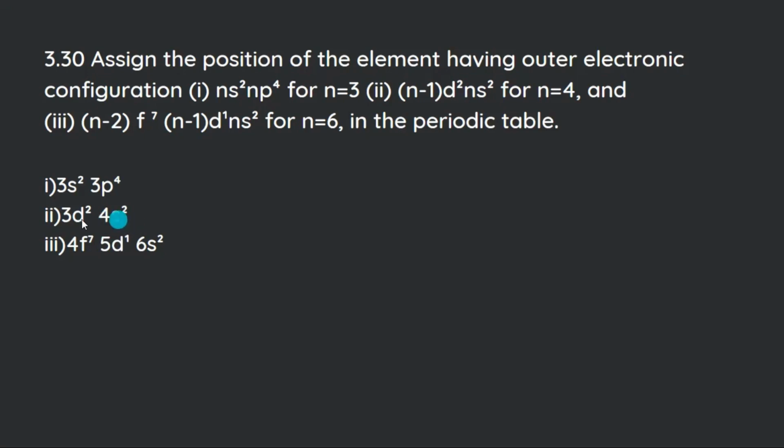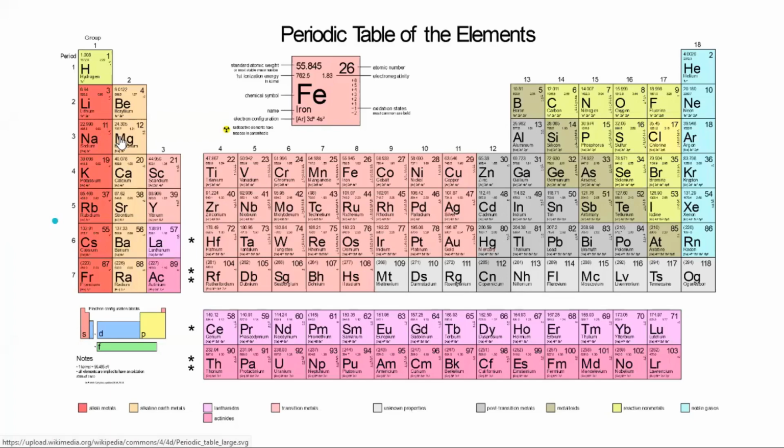So 2 plus 2, that's equal to 4. So this particular element belongs to group 4. So you'll have 4s2 3d2. So 2 plus 2 again. Because of that, we're just adding the number of electrons present in the s orbital and the d orbital to give us the group number.